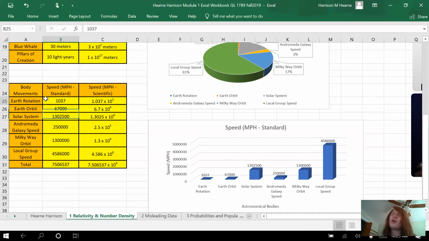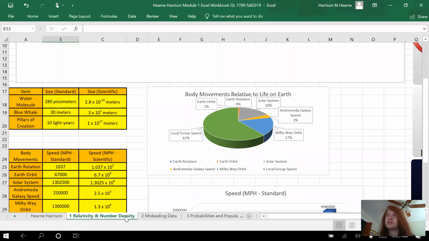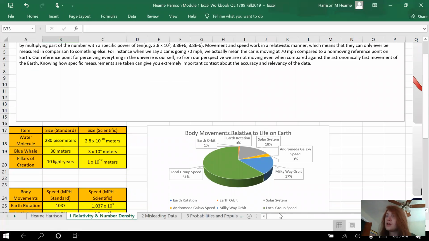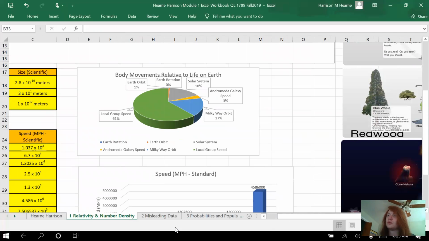So if we take in all of these different speeds that we are moving relative to, even just standing still, or in my case, sitting still, we are actually moving at roughly 7,506,537 miles per hour, which is pretty crazy to think about. Now you can see we broke it up into a little chart so it would be easier to stare at instead of just staring at a table of numbers.